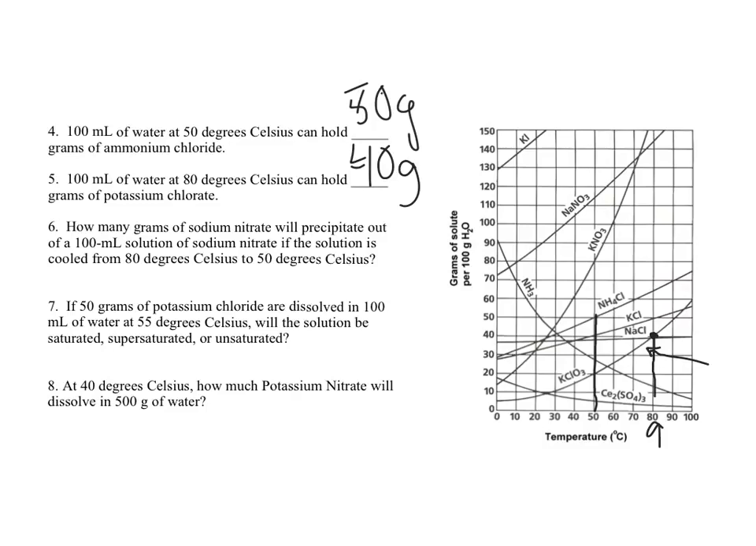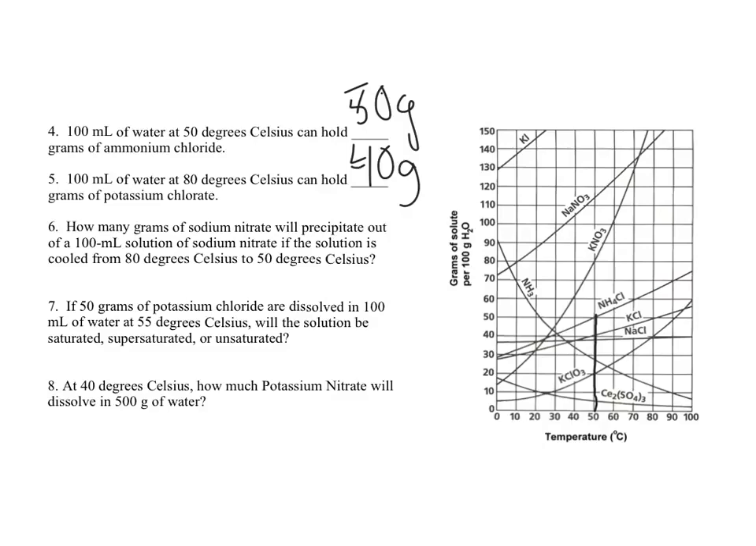Next up is question number 6. How many grams of sodium nitrate will precipitate out of a 100 milliliter solution if it's cooled from 80 to 50? So we essentially have to find 2 points now. I'm going to start at 80 degrees Celsius, and then I'm going to cool it down to 50 degrees Celsius.